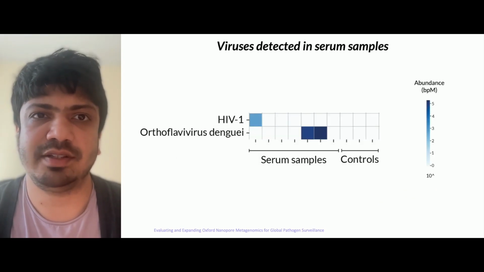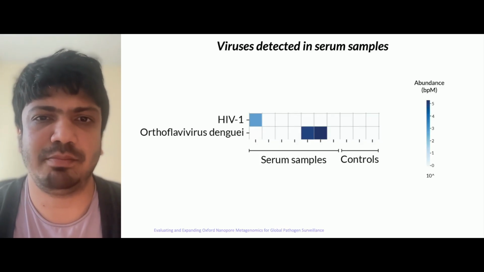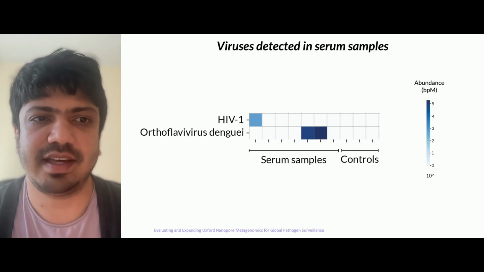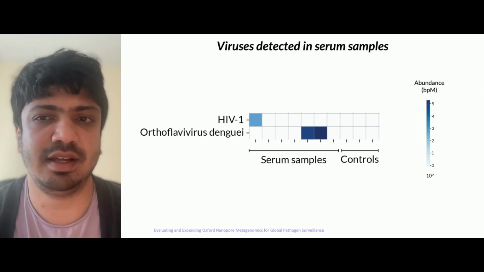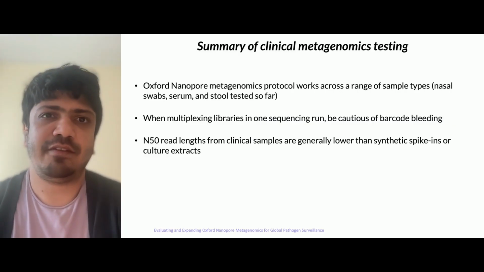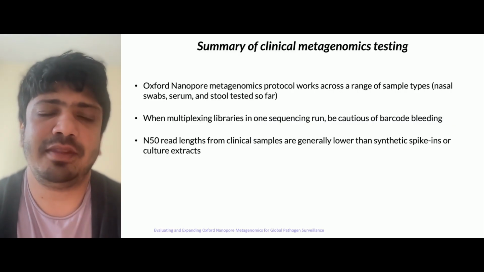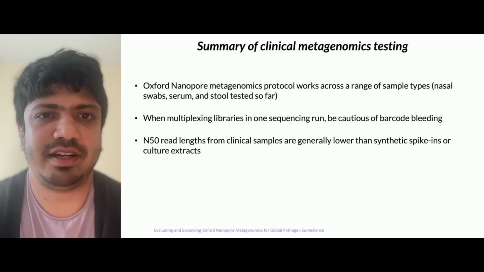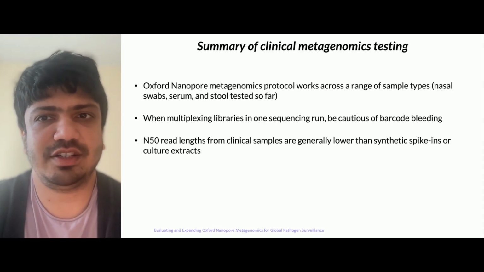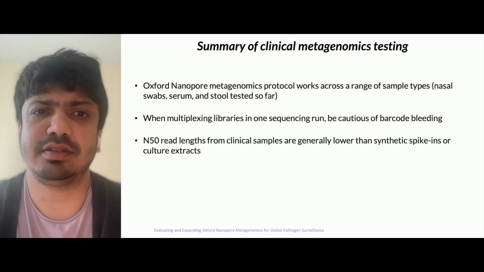Since then, we've also tested it on serum. This is not the largest sample set, but we were able to successfully identify viruses in serum samples as well. So a summary of our clinical testing is that we've found that the Nanopore metagenomics protocol works across a range of sample types. We've tested nasal swabs, serum, and also stool.